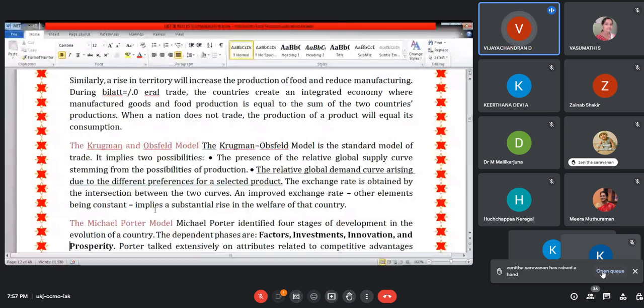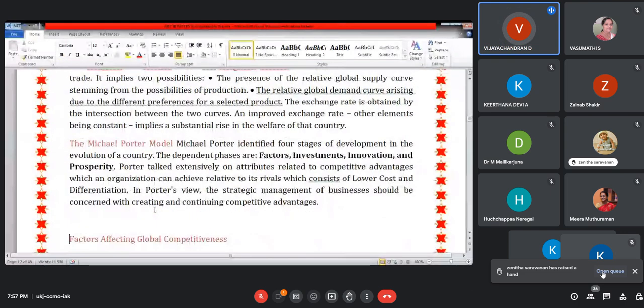And next one is the Michael Porter model. Michael Porter suggests four stages of trade, four stages in international trade. One is identification of factor. After identification of factor, you have to invest. Then after investment, you have to make changes, that is innovation, initiation of a new product, then development, prosperity. So this is the Porter model. The Porter model is always known as the four stages model that you have to keep in your mind.